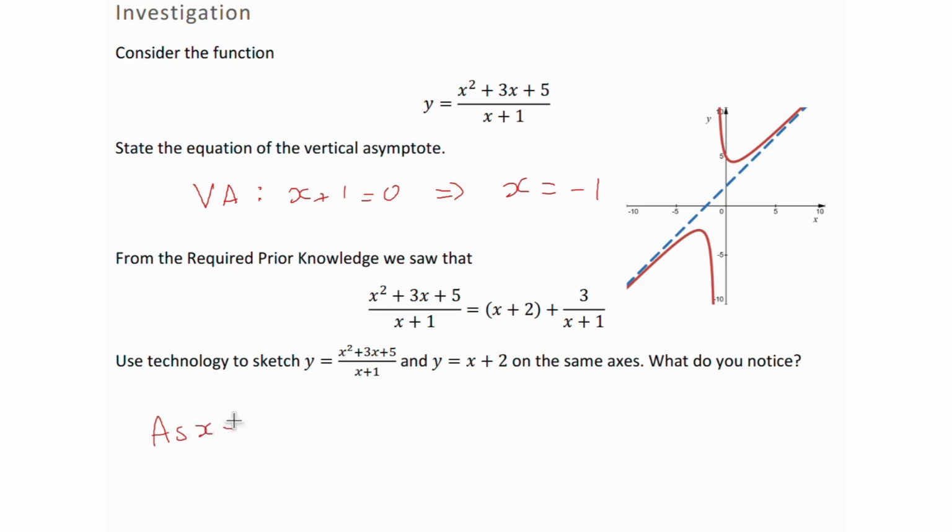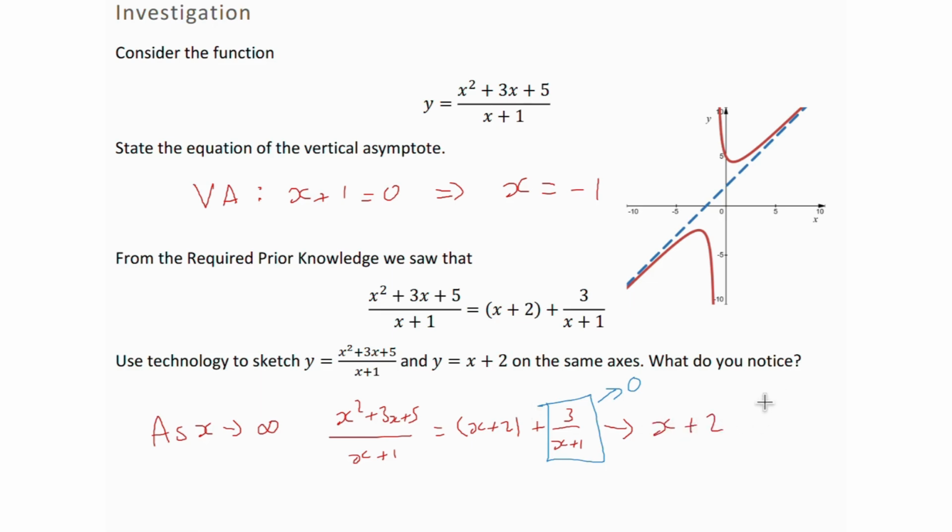Well, as x tends to infinity, think about what happens here. (x squared plus 3x plus 5) over (x plus 1) is equal to x plus 2 plus 3 over (x plus 1). Well, as x tends to infinity, this bit here, the 3 over (x plus 1), tends to 0, because x plus 1 gets enormously big. So 3 over an enormously big number becomes 0. So this whole thing tends to just x plus 2. So rather than tending to a number, a value, it's tending to a linear function.